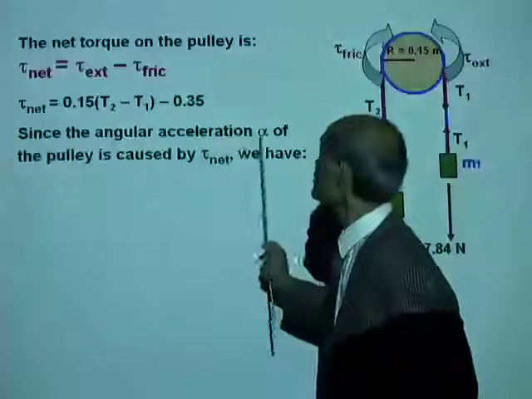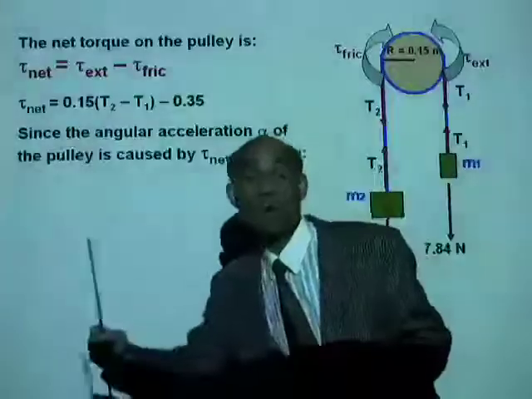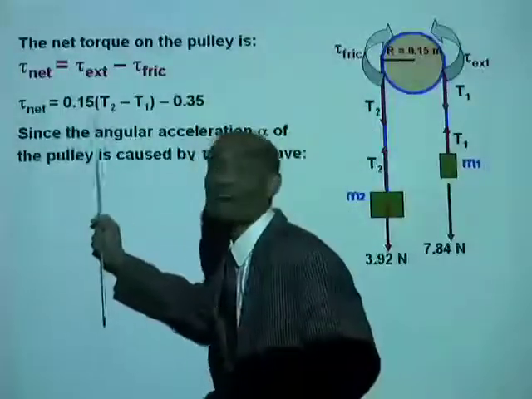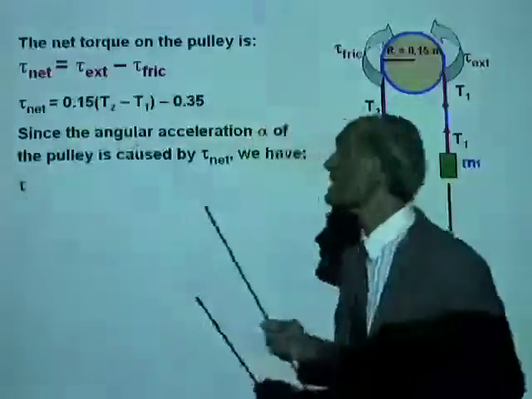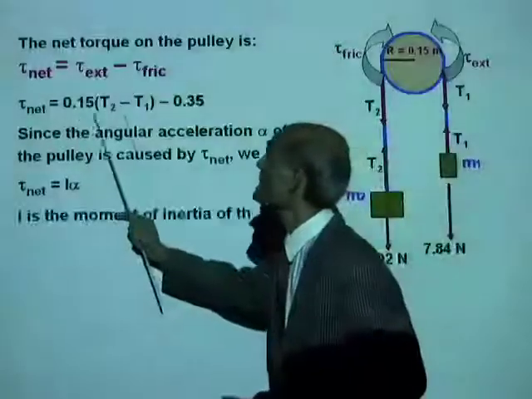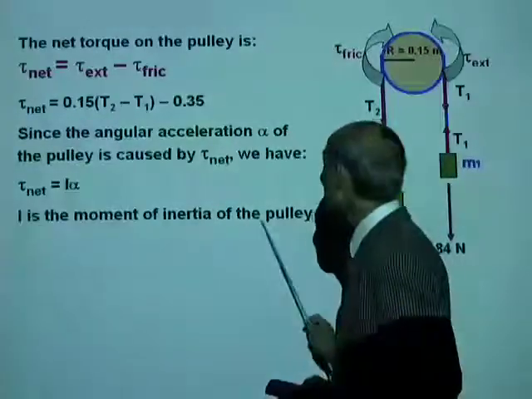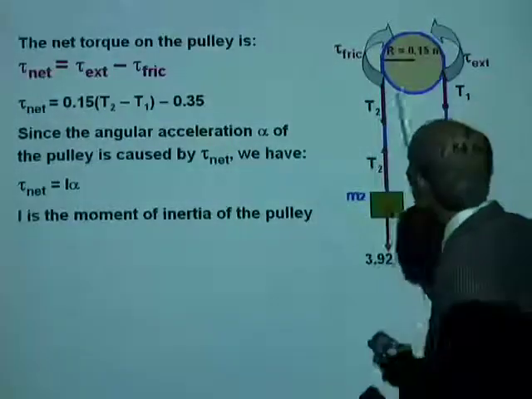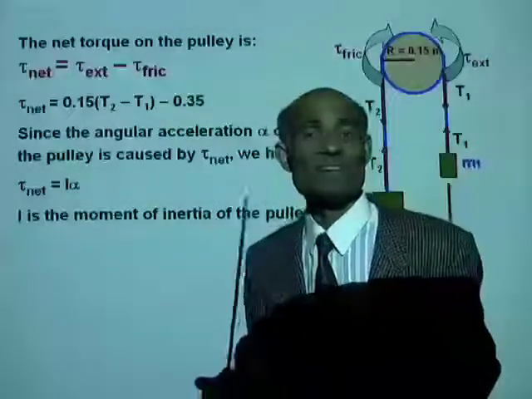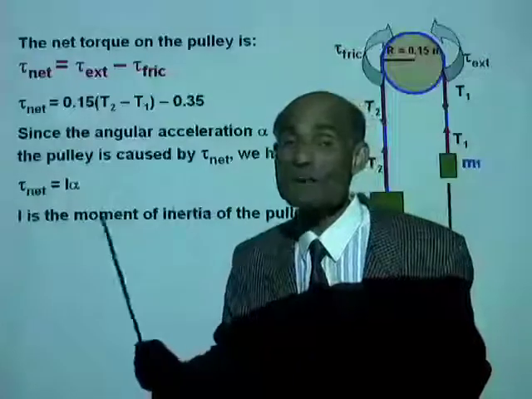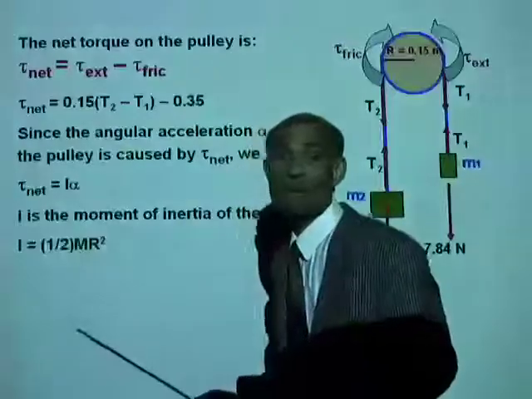Since the angular acceleration alpha of the pulley is caused by this net torque, we can say tau net equals I alpha. So I can now take this quantity. Well, do we know I? I is the moment of inertia of the pulley, and the pulley is the disc. What is the moment of inertia of a disc? It is 1/2 m r squared. Do we know these values? I equals 1/2 m r squared.